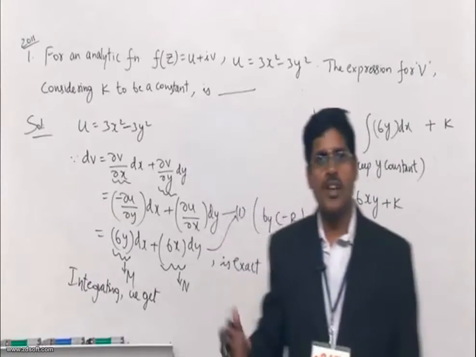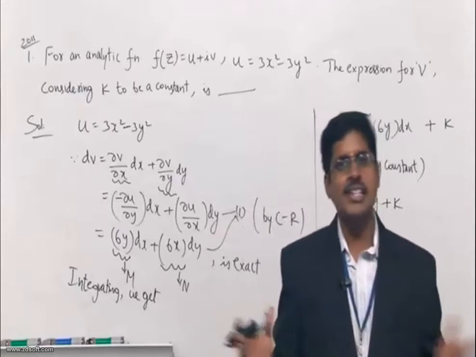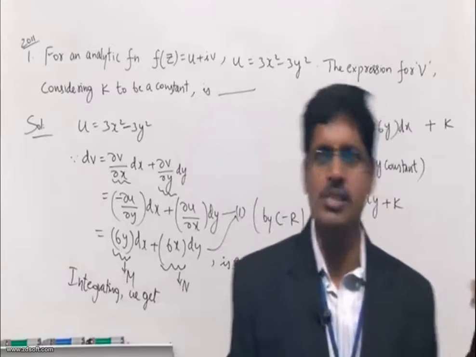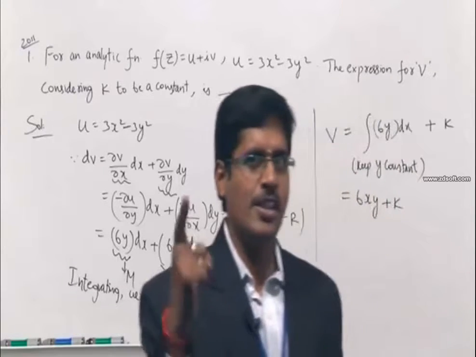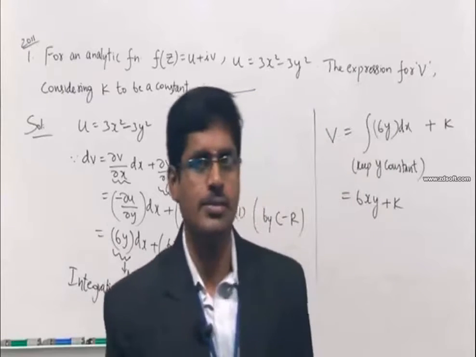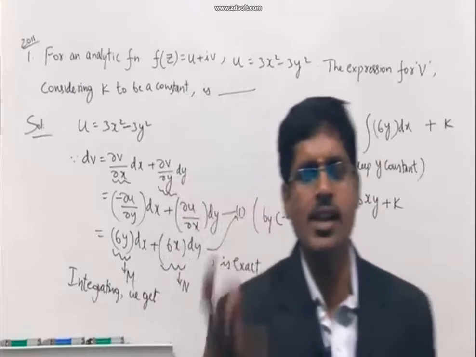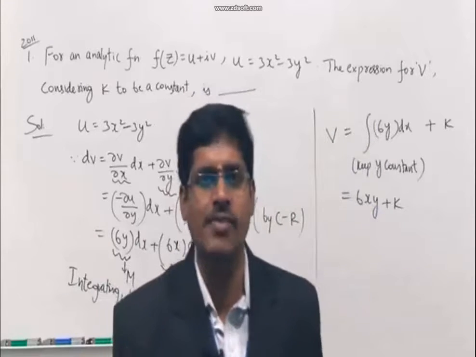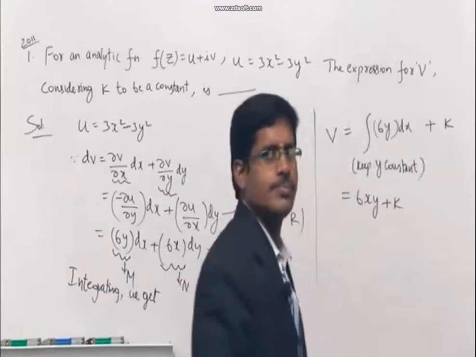So for this u and v you can check again whether CR equations are satisfied or not. Then only this v is correct. And for every analytic function, real part u and imaginary part v satisfy Laplace's equation. For every problem you can check. Both u and v, real and imaginary parts of an analytic function f of z is equal to u plus iv, both satisfy CR equations as well as Laplace's equation.